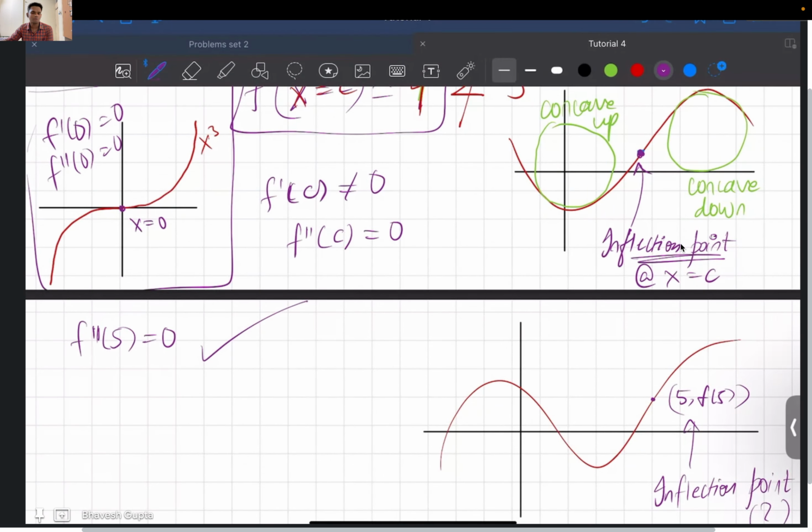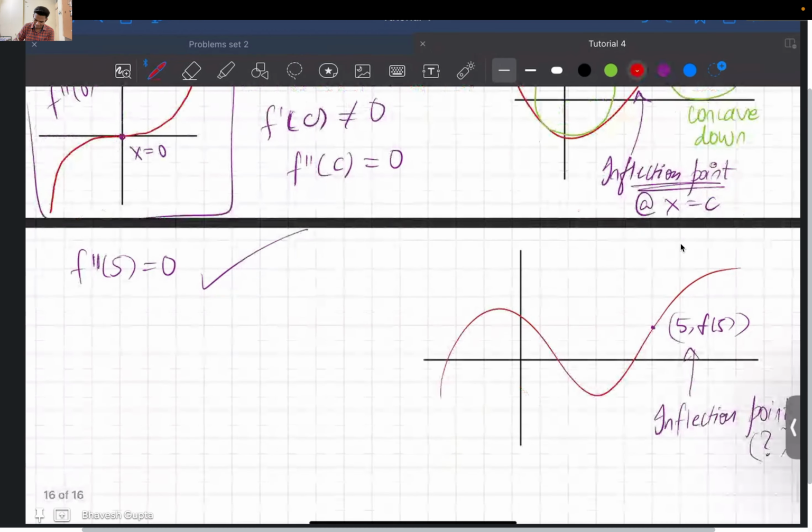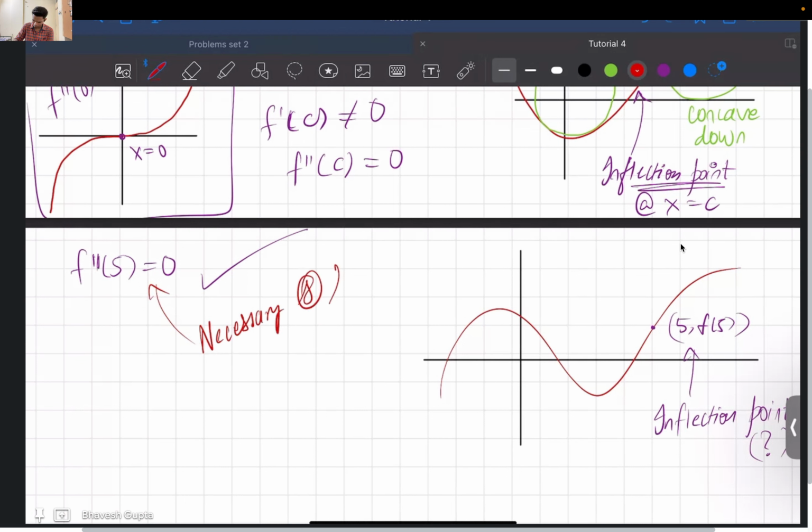First derivative might not be 0. It might be 0. That's not a necessary condition. But this is what turns out to be a necessary condition. I guess necessary and sufficient. Sufficient as well. If you just check this much, it is enough. Necessary means this has to be true.